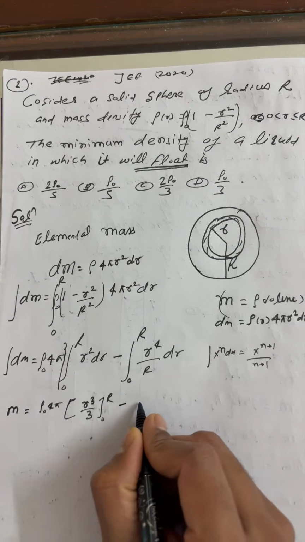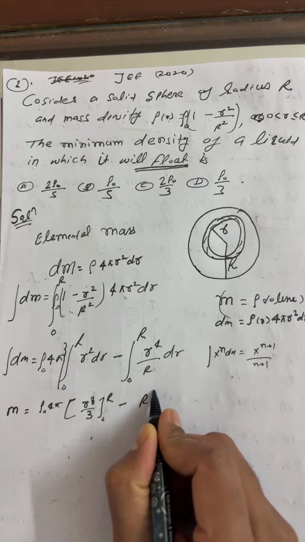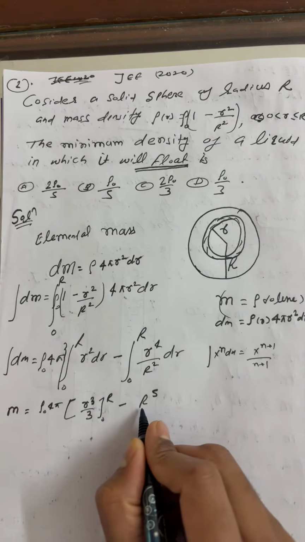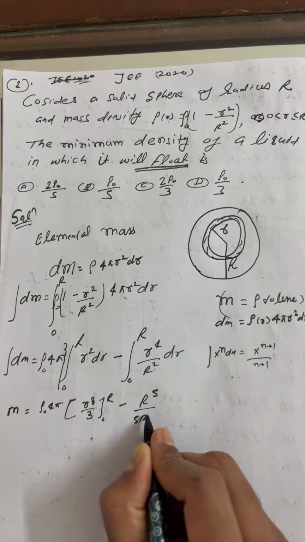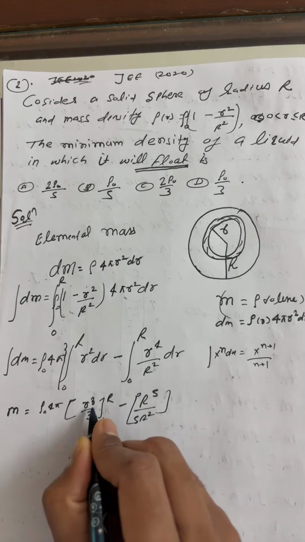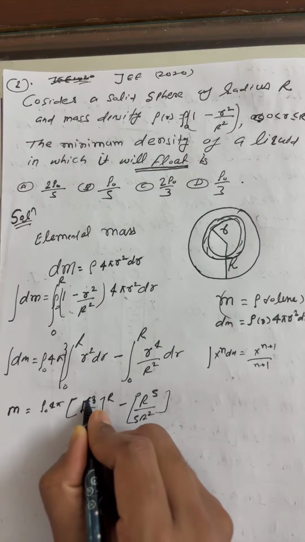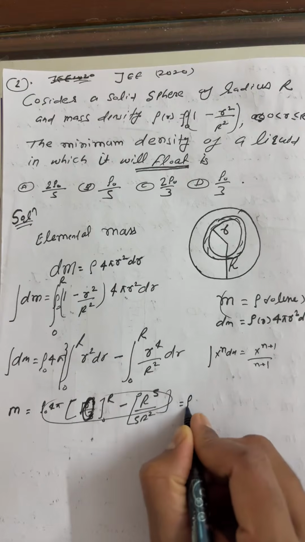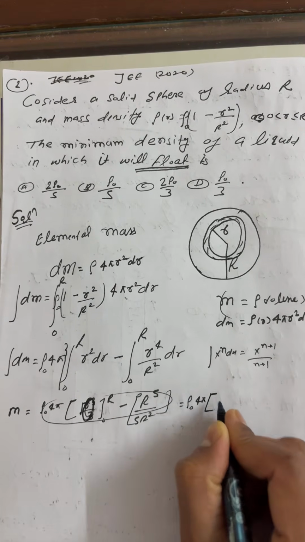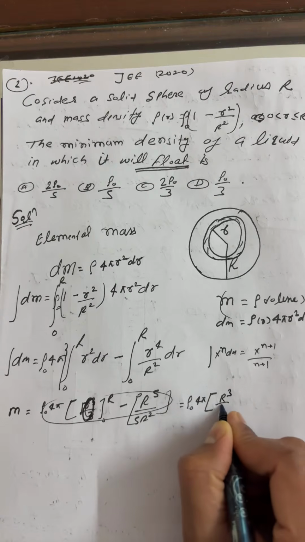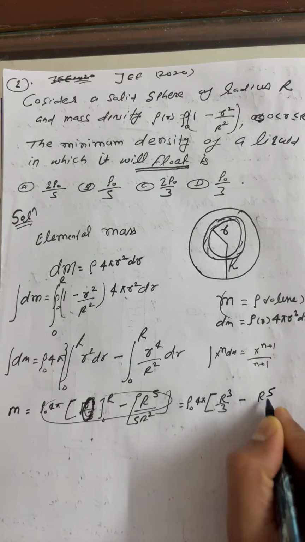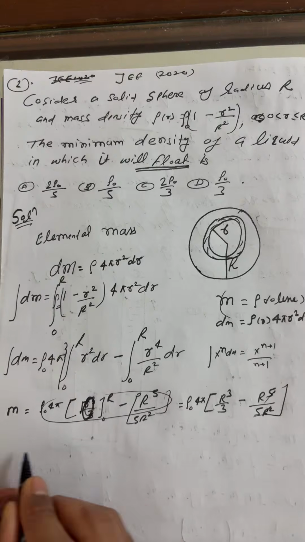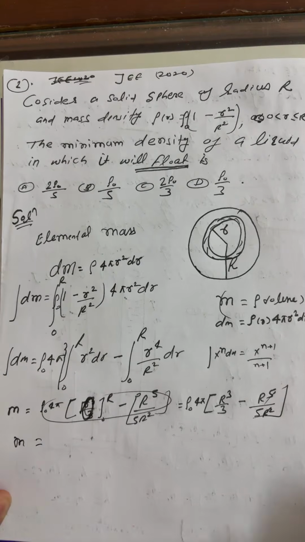Okay, now this is what? r to the power 5, you can say r to the power 5 over r square. So r to the power 5 over r square, this is what? You can say 5 r square. Here again I'll put the limit. I'll write one more step. So rho naught 4 pi into r cube by 3 minus r to the power 5 upon 5 r square. You can take this, they cancel each other. So finally you can write the equation of mass.